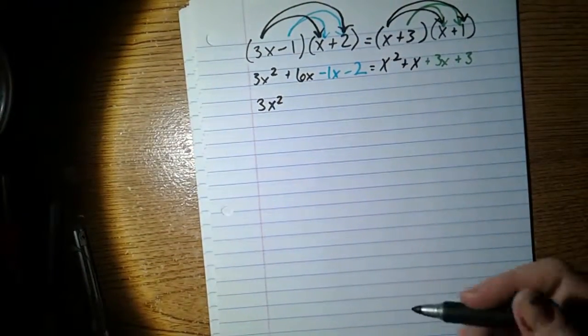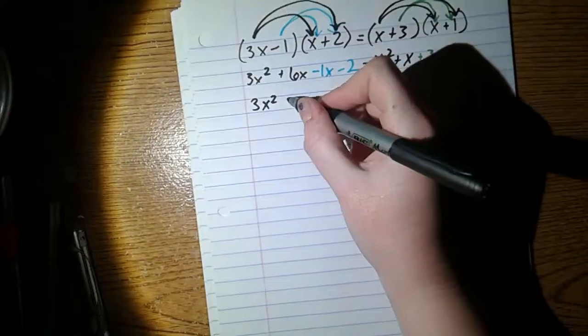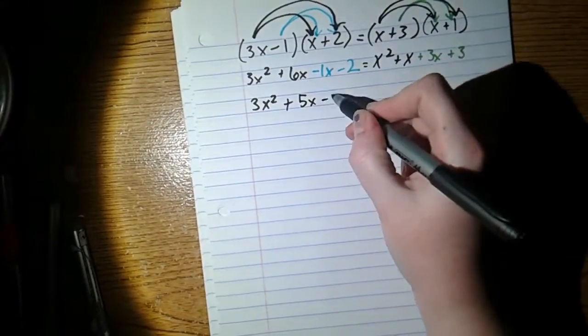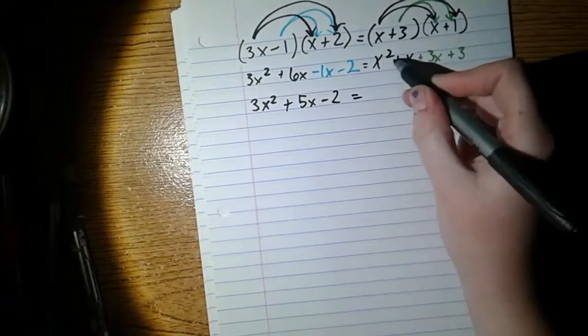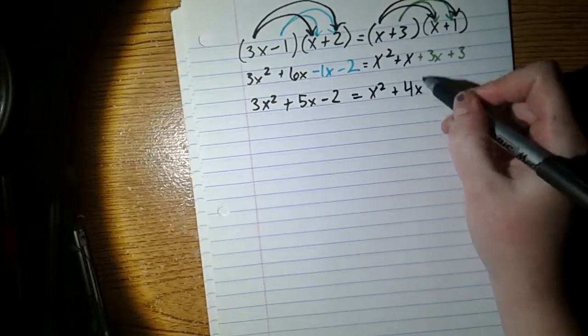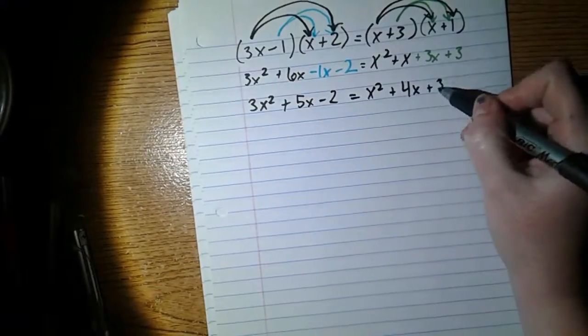Let me make sure you can actually see what I'm doing. Okay, you can. Plus, you got 5x minus 2. It's going to be equal to your x squared plus 4x plus 3.